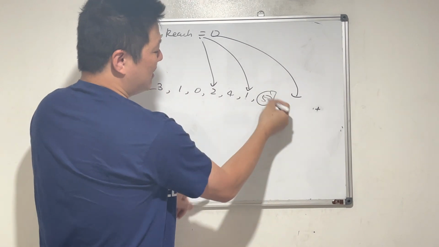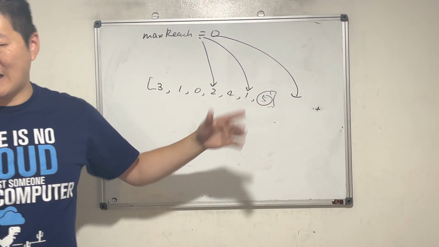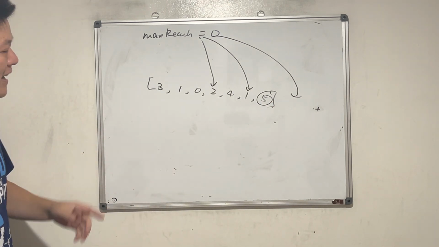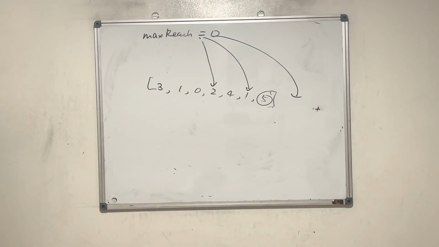And here, when we get to the end, we just check if max reach can reach the end. That's it, simple. Do you get it? Let's find an example where we can't jump to the end.